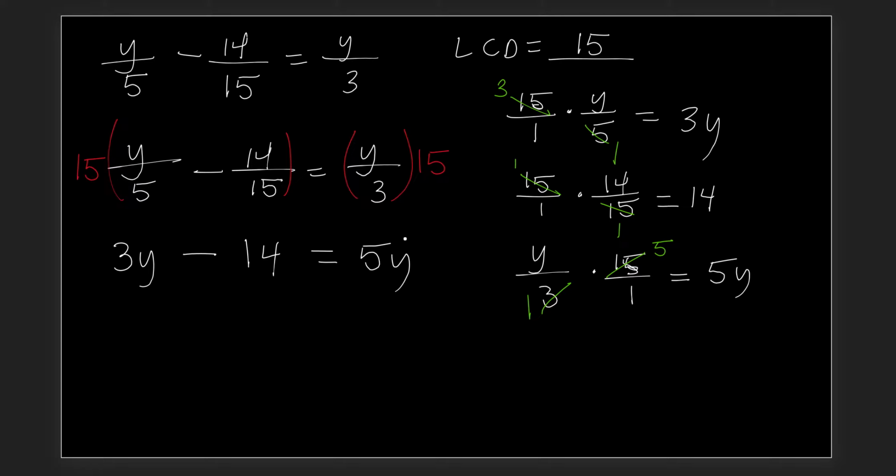See, we have no fractions. Much easier to solve than this craziness. I would rather do it this way than work to make this denominator be 15 and this denominator be 15 and show how it changes and everything. But maybe you like that method, that's okay. So now we want the y's to be on the same side of the equal sign so that we can combine them. So I'm going to move the 3y over to this side.